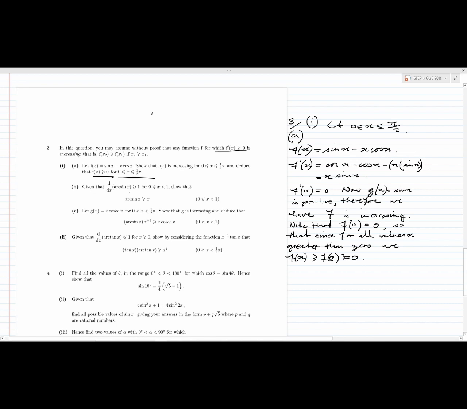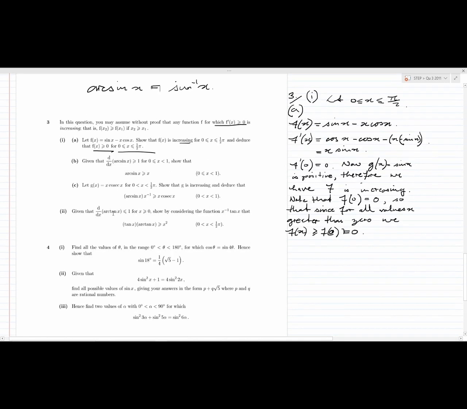So now we're given this other weird looking expression, arc sine. For those of you who don't know what arc sine is, it's just inverse sine of x. It's another notation. So we've got to show that arc sine of x is greater than x whenever x is greater or equal to 0 and less than 1. We're given this information that differentiating with respect to x, arc sine of x is greater or equal to 1.